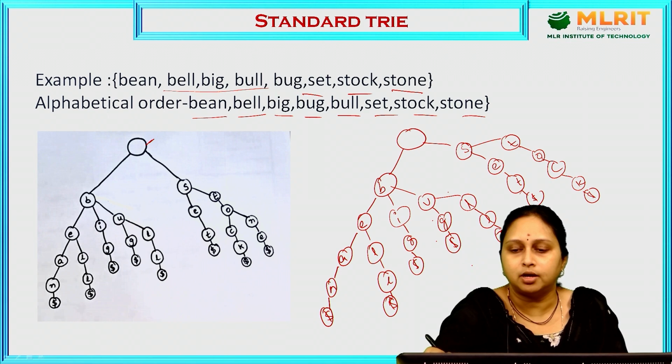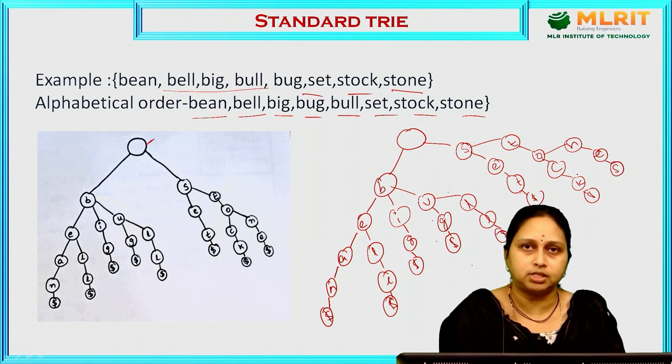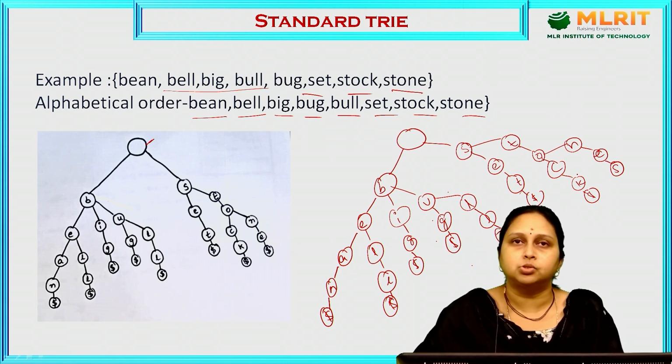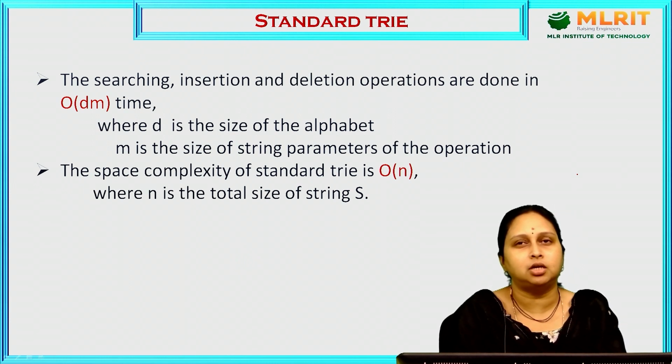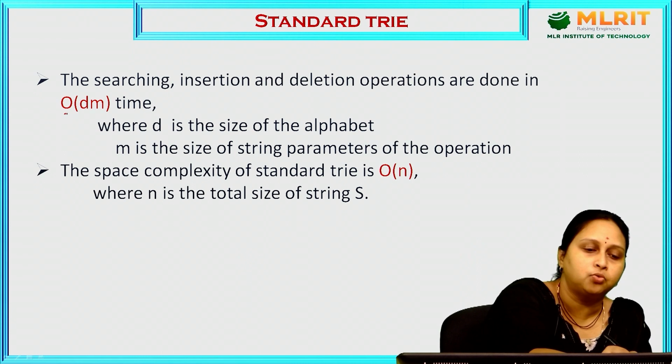And ST is already there, O is also there. From there you need to extend N and E, right? You can check this diagram here, the same thing which I have represented, right? Like this way we are going to construct the standard trie. And when you are going to see about the standard trie, the searching, insertion, deletion operations are going to be done with the time complexity of big O of dM.